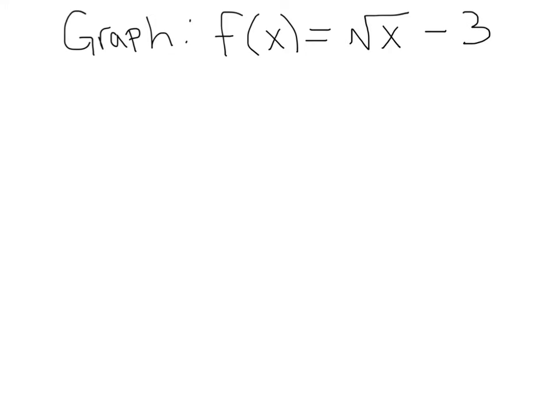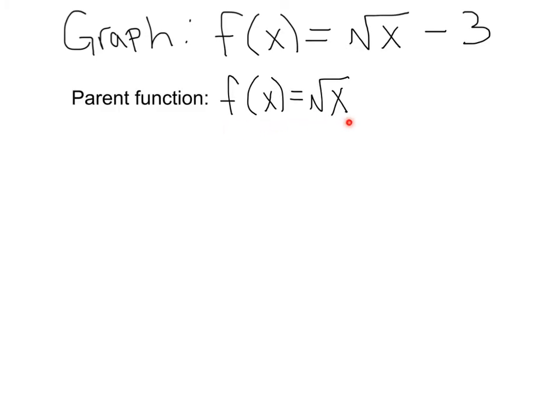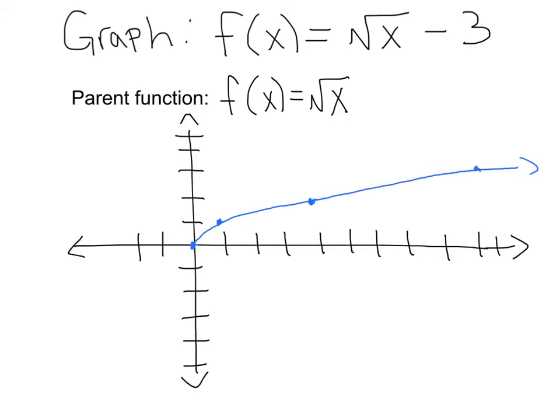Let's take a look at another example. Here we want to graph the function f of x equals square root of x minus 3. So first, let's identify our parent function. I see we have a square root of x here, so I know that my parent function is f of x equals square root of x. Okay, I'm going to go ahead and graph my parent function now. Okay, here we have the parent function of f of x equals square root of x. Remember this long slope.